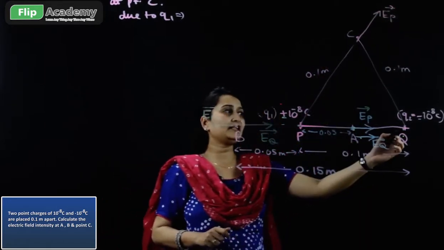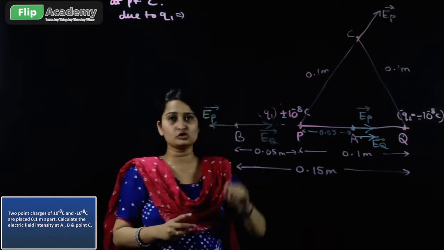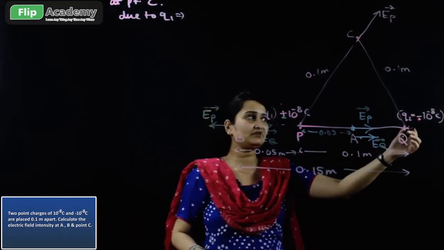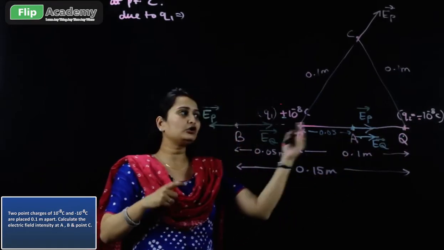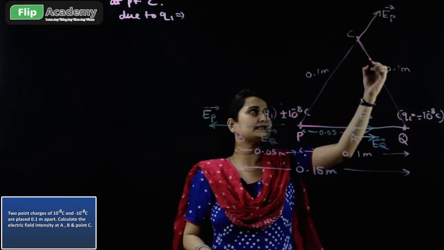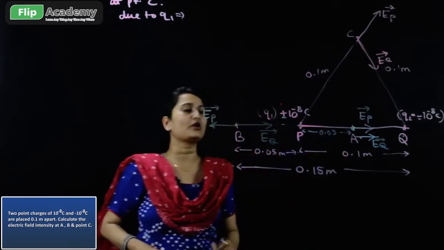Similarly, we have to check what electric field intensity is created by Q2. In this condition, Q2 is negative in nature, so it is attractive. It draws the point C closer to Q2. So this is the direction of EQ. EQ is a vector quantity.